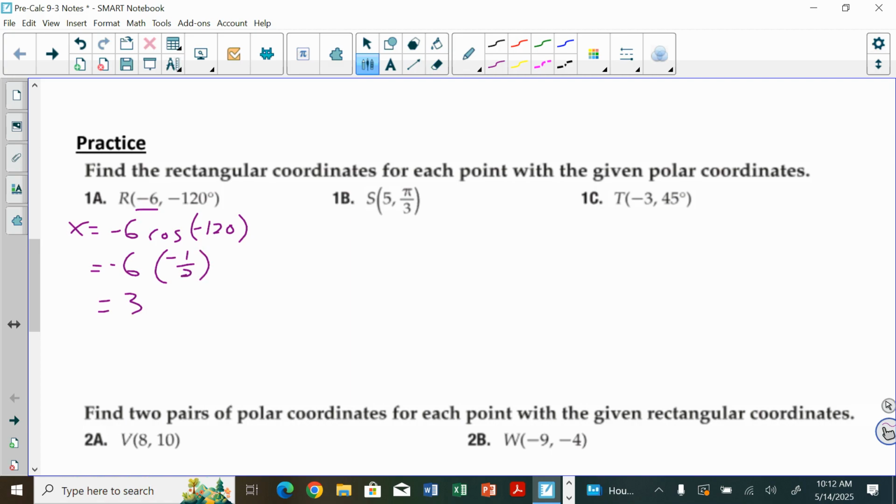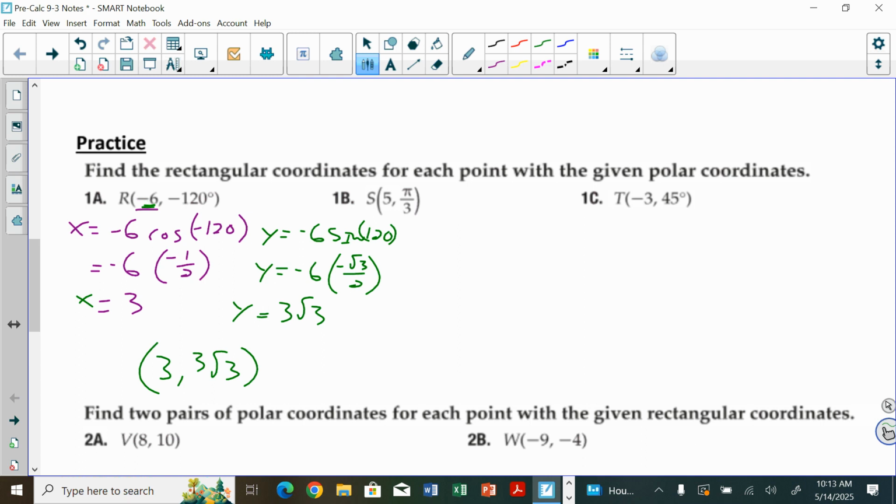So my x coordinate is 3. For y, it's going to be -6, my r value again, times the sine of 120, which then is going to be -6 times, I'm going to keep it in radicals here, -3 to the square root of 2, which then equals 3 times the square root of 3. So my new coordinate would be 3, comma, because that's my x, here's my y, 3, comma, 3 times the square root of 3. And there you go.